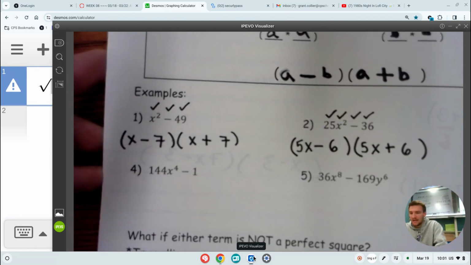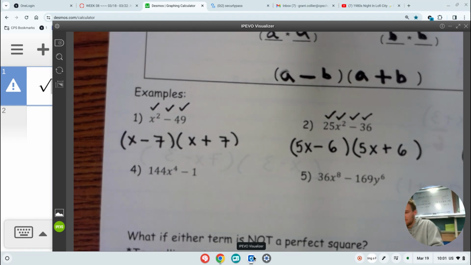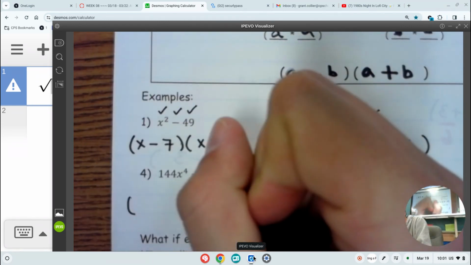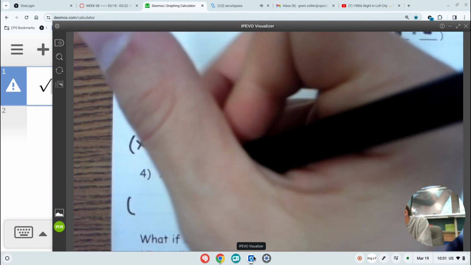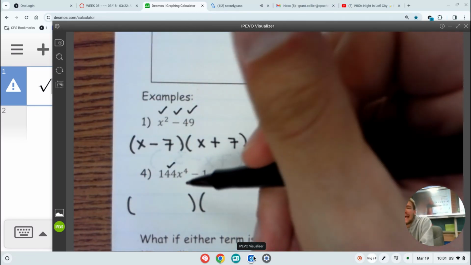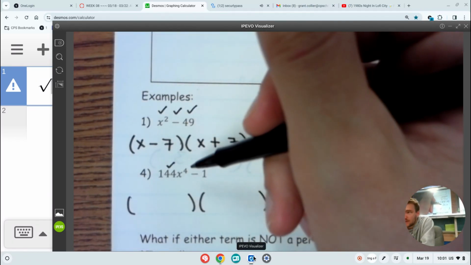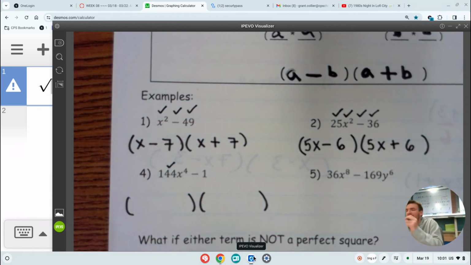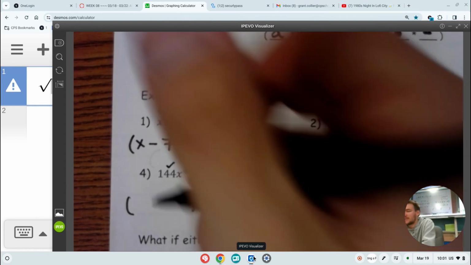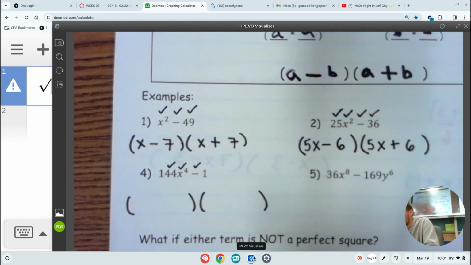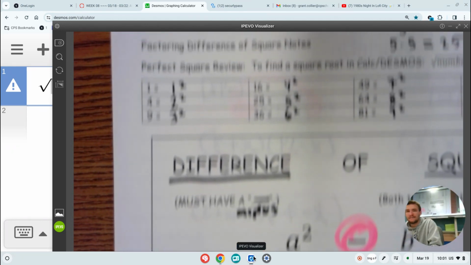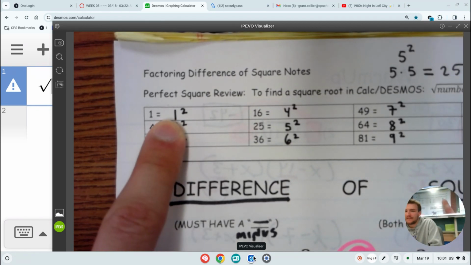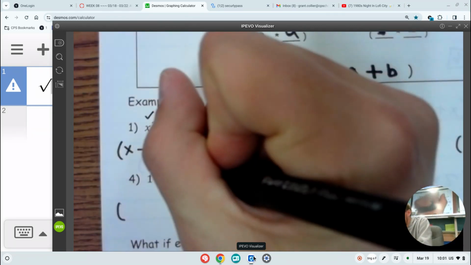Okay? 4 and 5 have small little differences here. Number 4 has 144. Is that a perfect square? Mm-hmm. Yes. It has x to the power 4. Can we rip that in half into two pieces? Yeah, it would be x squared and x squared. So that's perfect. And the minus is perfect. Is 1 a perfect square? 1 is right here. 1 is perfect. 1 times 1. So yeah, this is a perfect square.